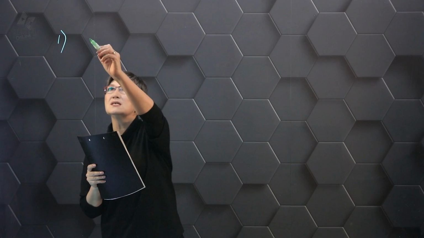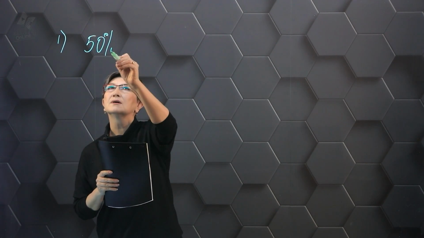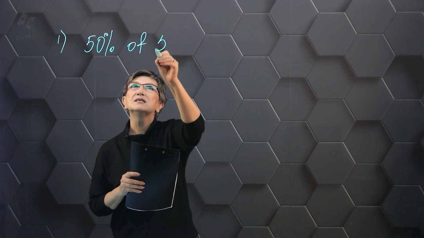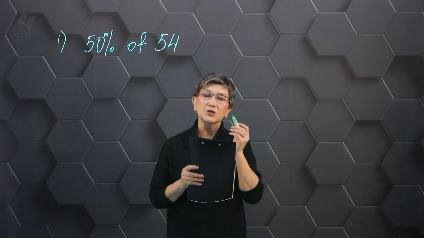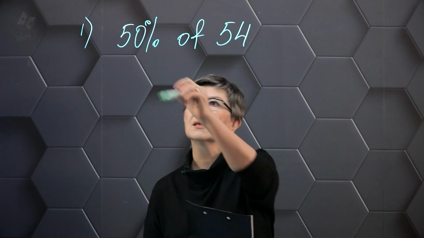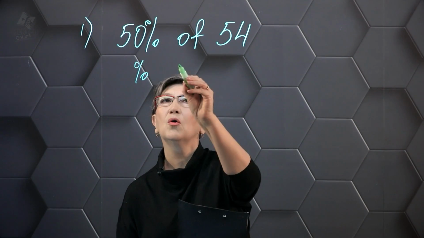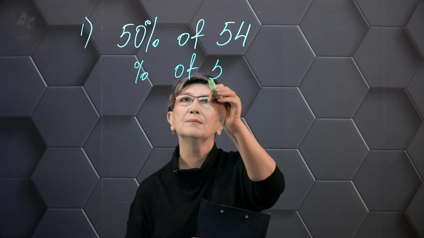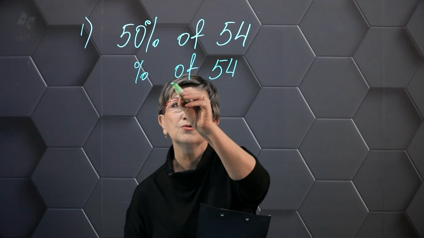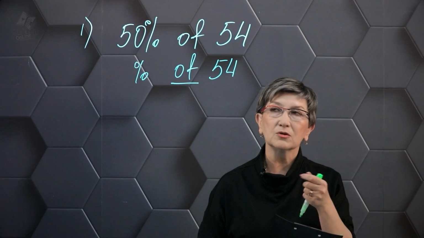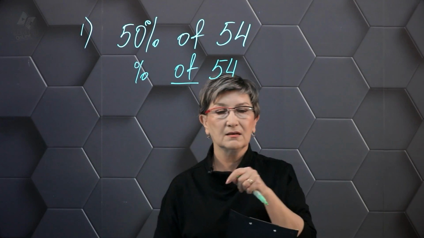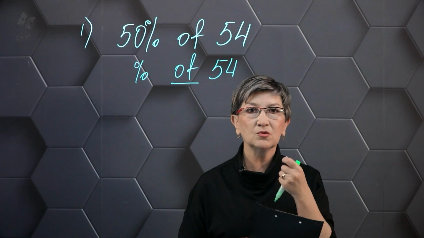The first problem: we need to find 50% of 54. That we need to pay attention to. So let's write down for ourselves what we need to find. We need to find the percentages of the number 54. The key is "of", which means we need to find the percentages. Let's remember what we need to do that.